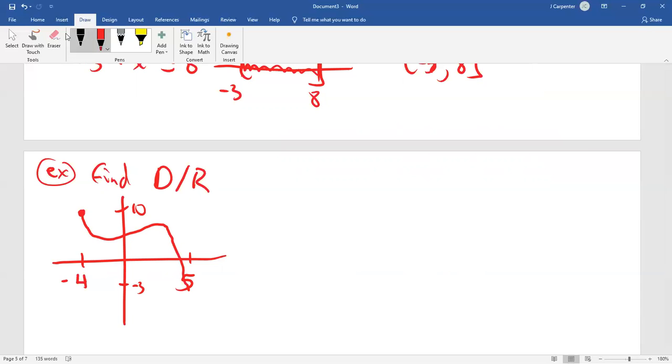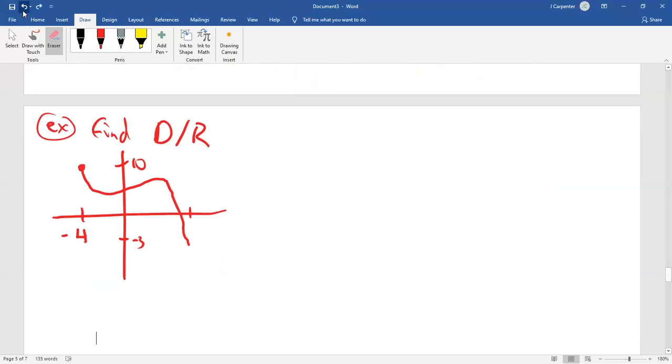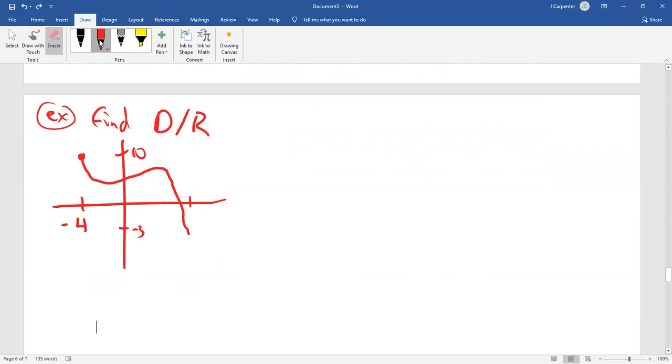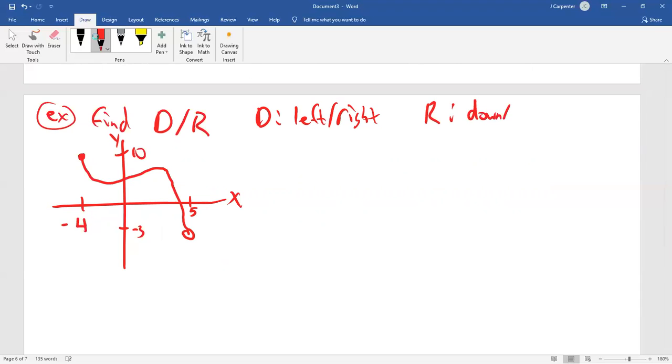You know what, that 5 is in a bad spot. Let me just move it. There we go. Oh, I'm still on eraser. So that's our 5, and I'm going to put an open circle here. So this graph right here, this doesn't go to any infinities or anything like that. We're just finding the domain and the range. Domain is left and right because X moves left and right. Y moves up and down, so your range is how far down to how far up.